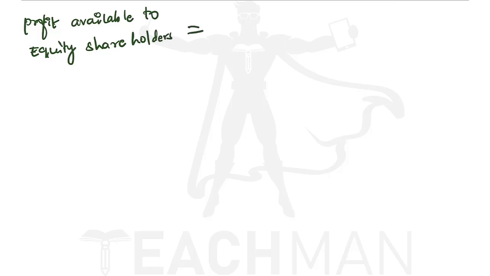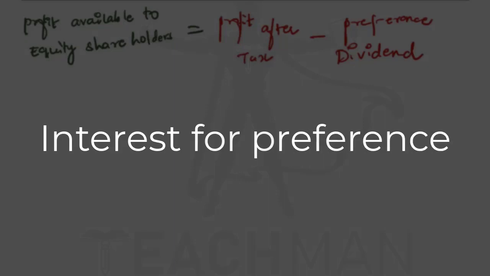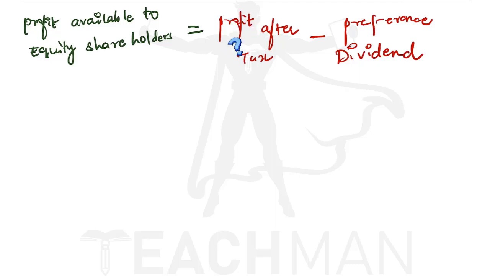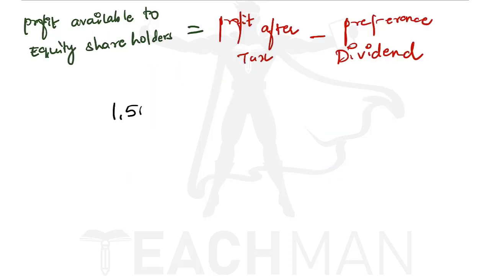Profit available to equity shareholders is equal to profit after tax minus preference dividend. Dividend in the sense interest for preference. Now what is profit after tax? Profit after tax is 1,50,000. So 1,50,000 is profit after tax.